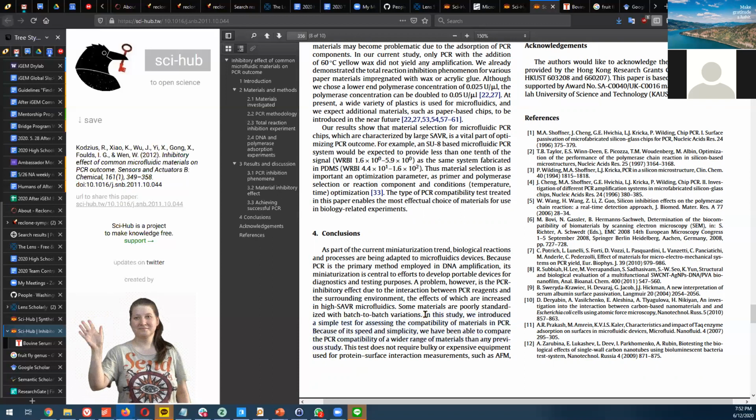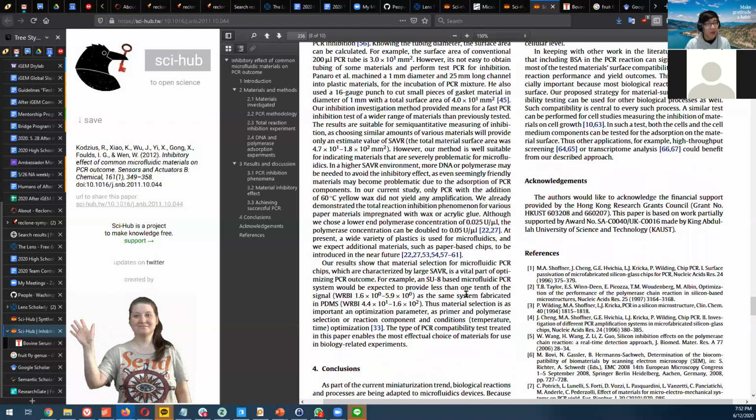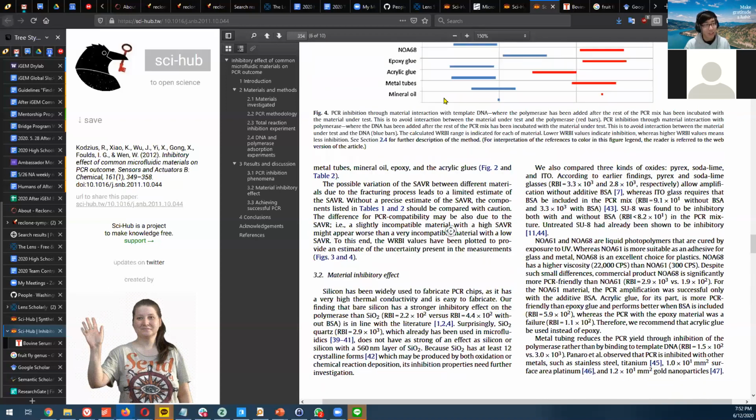So actually, this study is not about the materials. It's actually about, we created a better, simple test for testing the materials. So now I figured out what this paper is actually talking about. Okay. So that's sort of my walkthrough of how to look at papers.